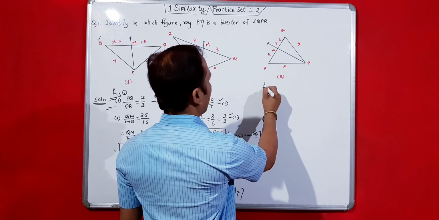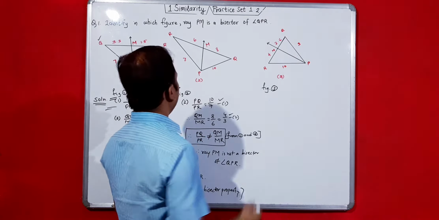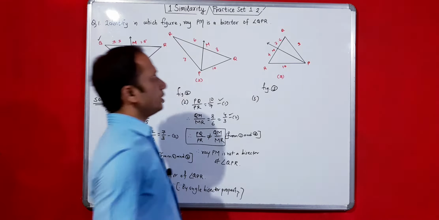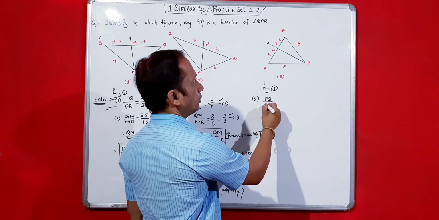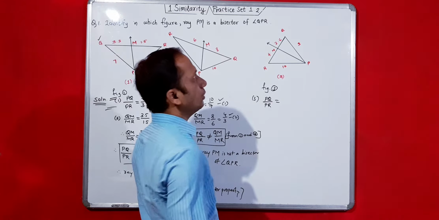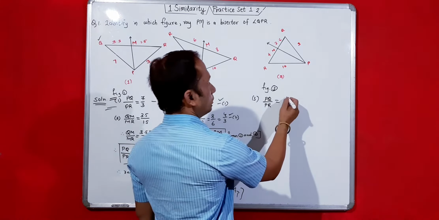Then come to figure 3. Now see, this is the third one. What is this? Again PQ upon PR. Don't change the sequence. PQ upon PR. What is PQ? PQ is 9 upon 10.